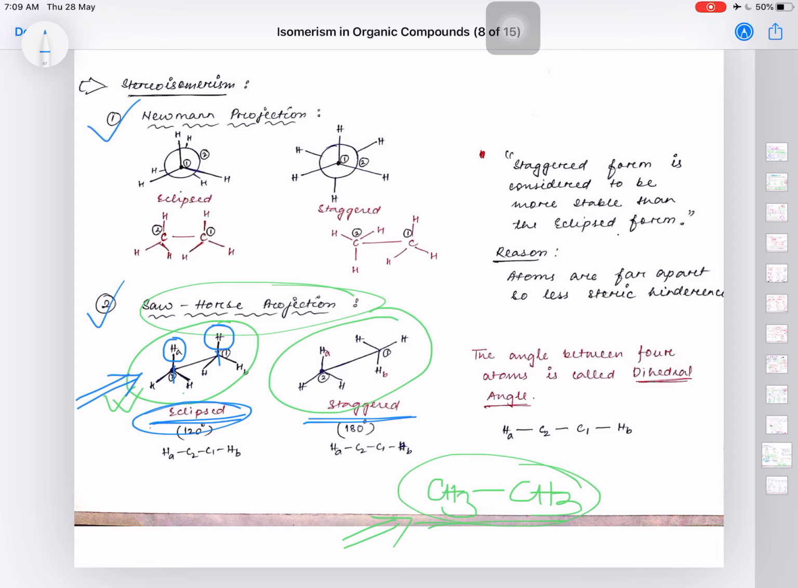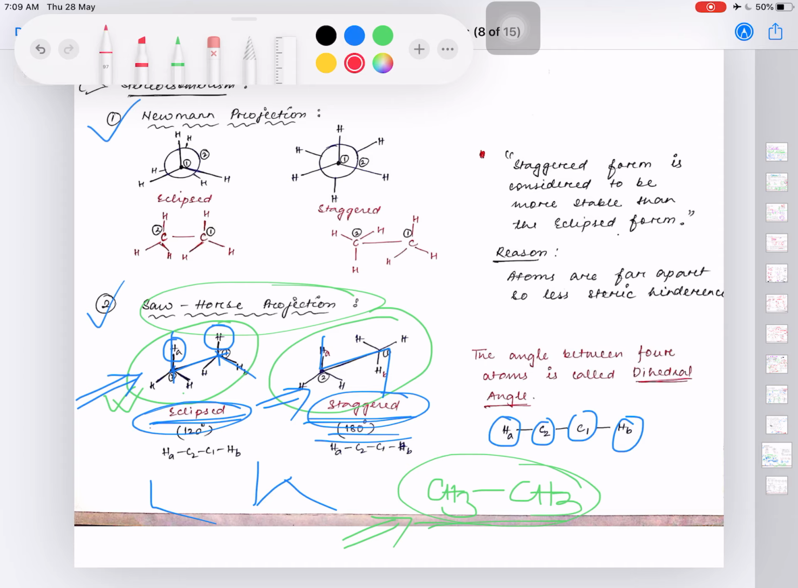If you look from the front side and all six hydrogens are visible, then it is called a staggered structure. In this structure, the angle between hydrogen, carbon, hydrogen is called the dihedral angle, meaning this angle. For staggered, the dihedral angle is 180 degrees, and for eclipsed the dihedral angle is 120 degrees, because eclipsed will be visible like this only. If you just look from this side, it is like this. So 120 degrees.